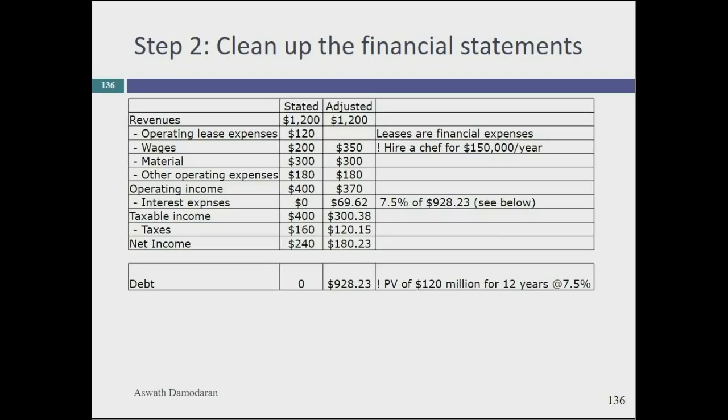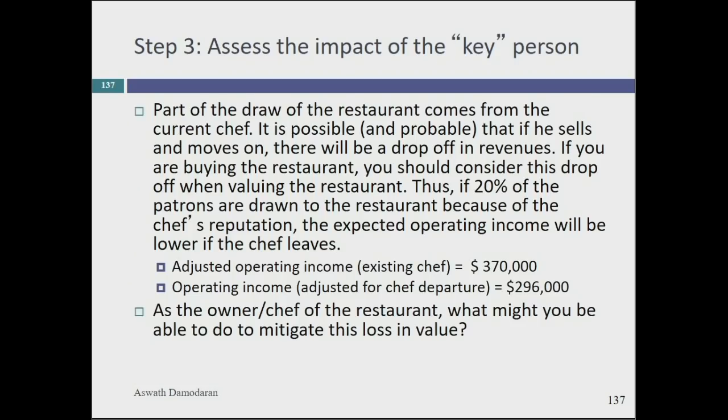My adjusted operating income is now $370,000 instead of the $400,000 you saw before. And my net income is $180 million. So I've adjusted the financial statements. Half of it is the adjustment for the absence of expense for a chef, and the other half is because of the fact that I've capitalized leases. This is going to be the basis for my forward-looking valuation. So I've got my revenues, I've got my expenses.